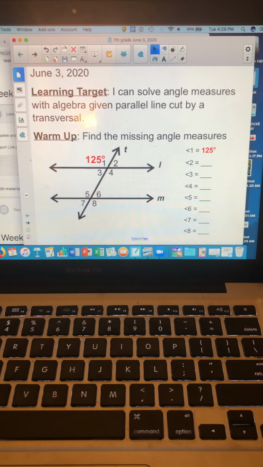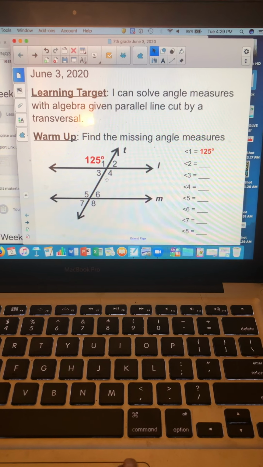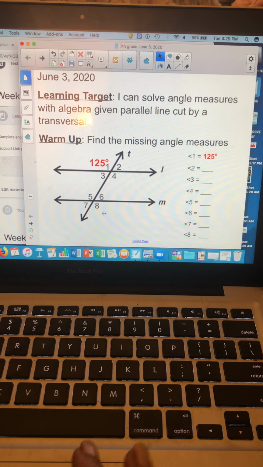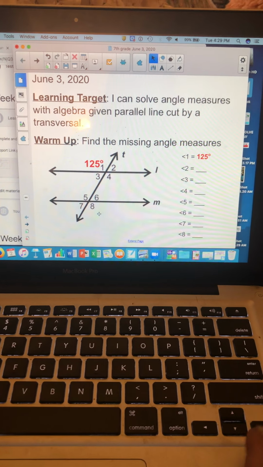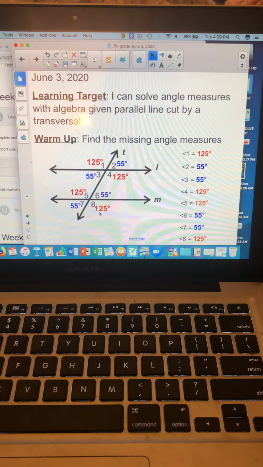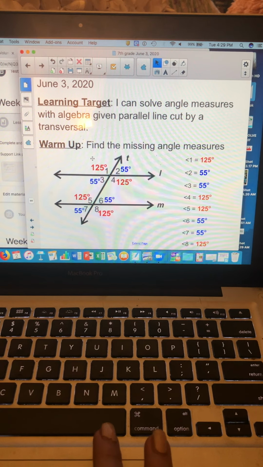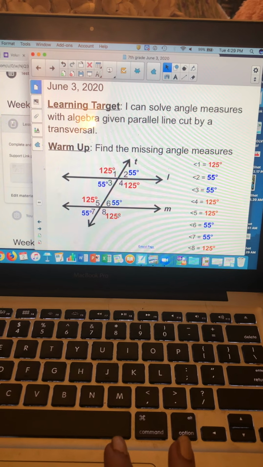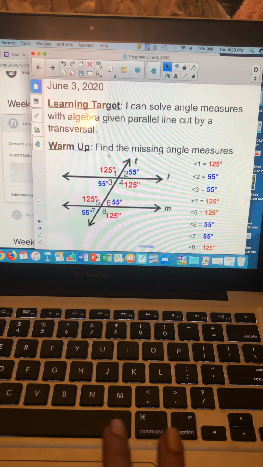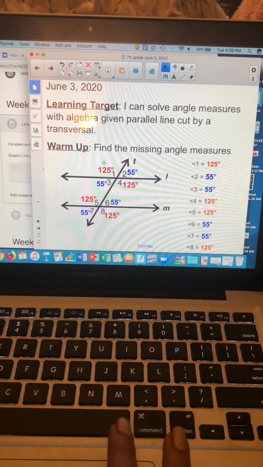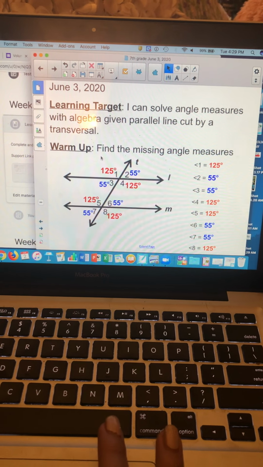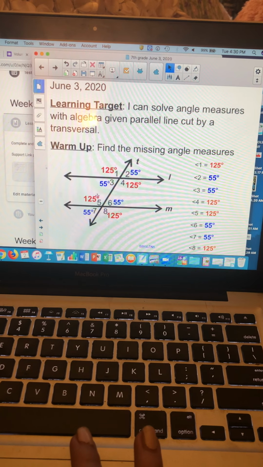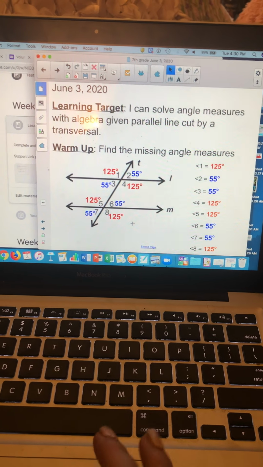All right, so warm up. Pretty simple. You're just finding the missing angle measures. At this point, you guys should know which angles are equal to 125 and how to find that other angle measure. So the angles that would be equal to 125 would be 1, 4, 5, and 8. And if you notice with my cursor, I'm going in a zigzag motion to remind myself of that dot method, right? I start here. I go zigzag down, equal, zigzag across, equal, zigzag down, equal.